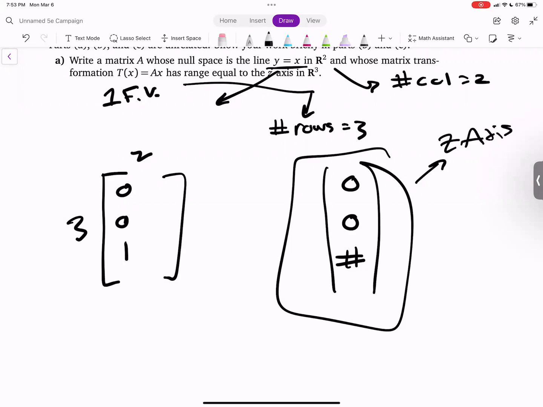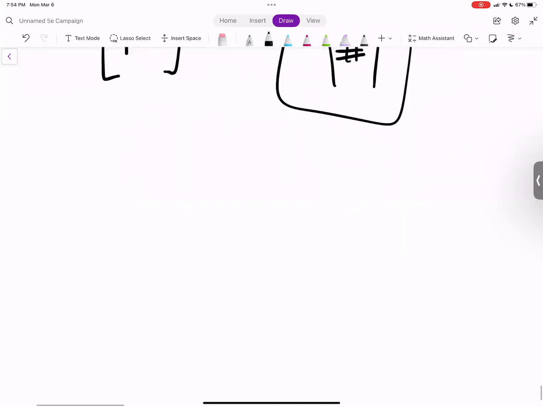So we have the first column. Okay, you probably got 70% of the points at this point. All right. Are there any questions on how we got this? Okay, so moving on, null space is the line y equals x, right?